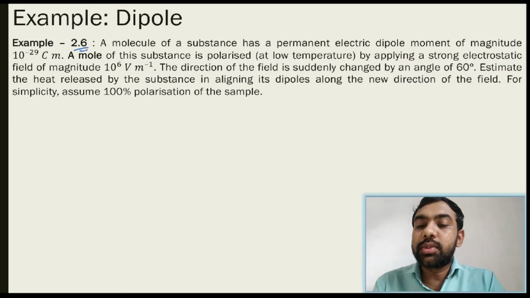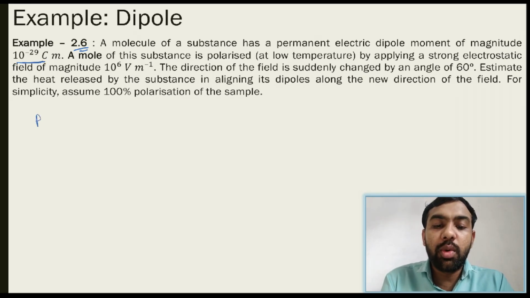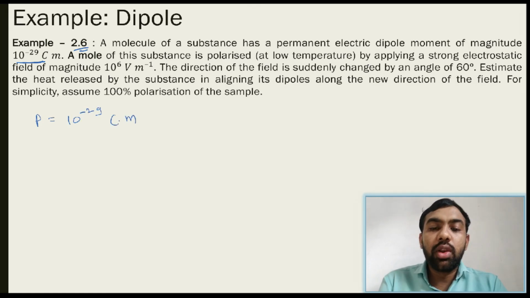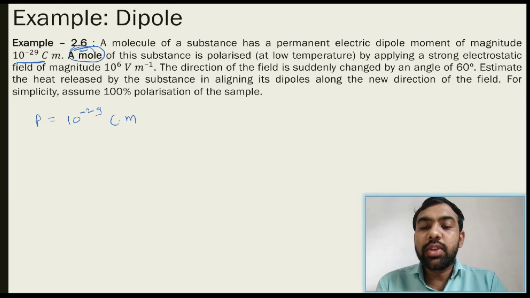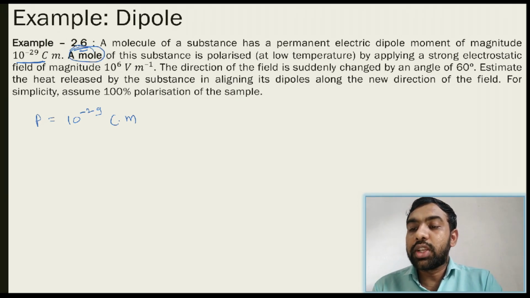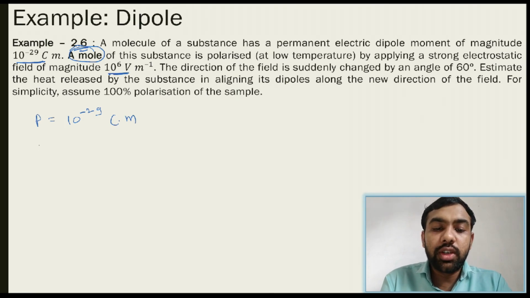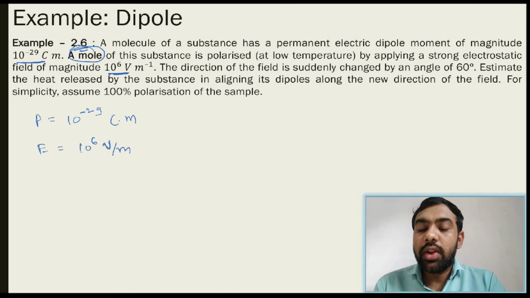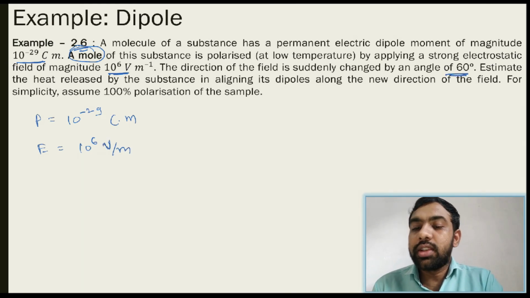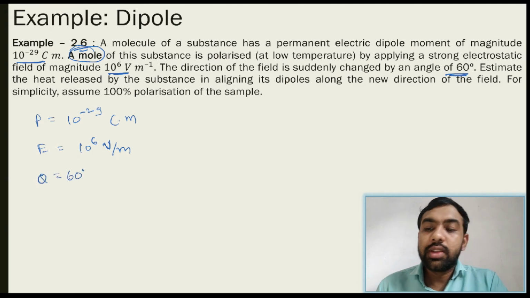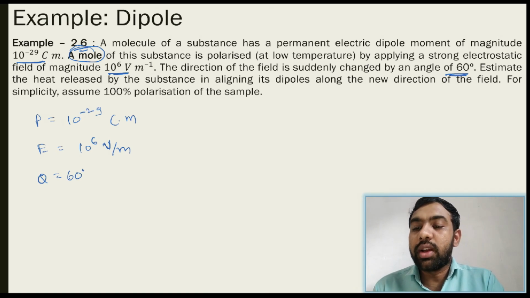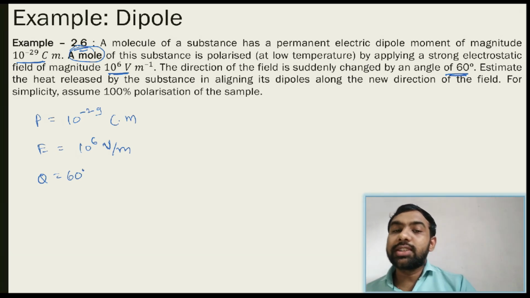2.6. A molecule of a substance has a permanent electric dipole moment of 10 raised to minus 29 coulomb into meter. A mole of this substance is polarized at low temperature by applying a strong electric field of E equal to 10 raised to 6 volt per meter. The direction of the field is suddenly changed by an angle of 60 degrees, so theta is 60 degrees. Estimate the heat released in the substance in aligning its dipole moment along the new direction of the field. We have to find how much heat is released.